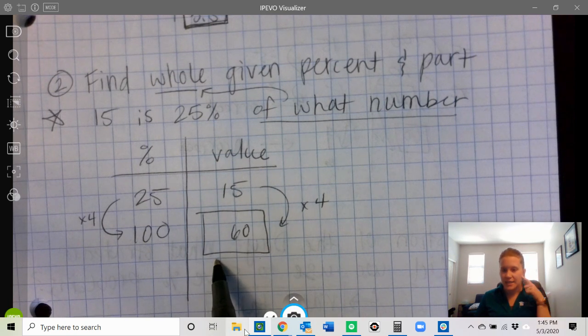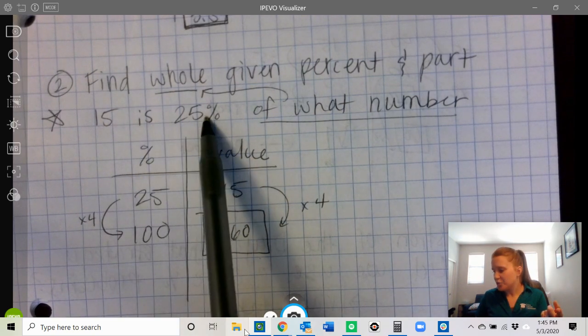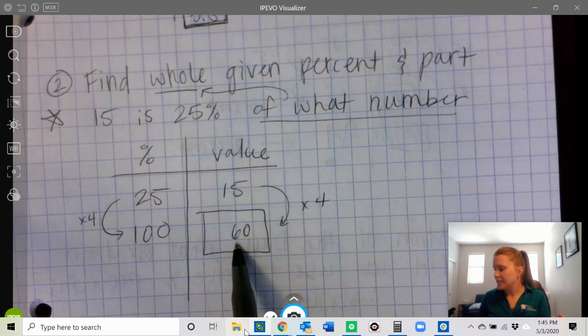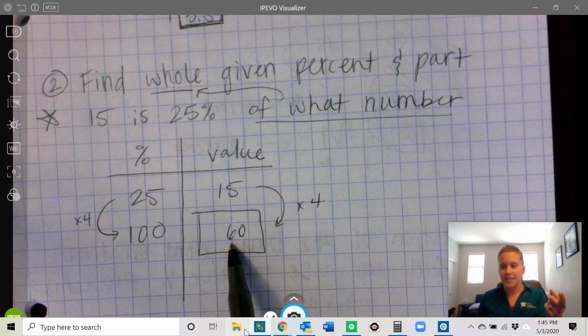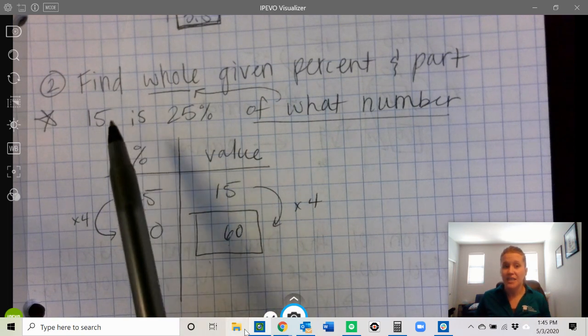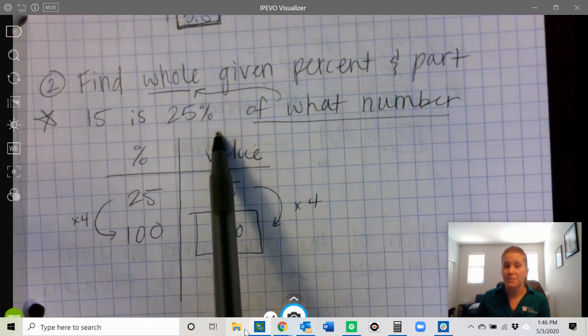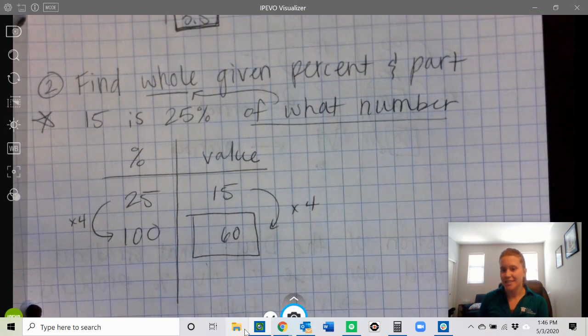Now I'm just checking, does my answer make sense? It says 15 is 25% of 60. Yes, that makes sense. 60 is larger, and 15 is only 25%, so I would expect that my total is larger. So in this case, absolutely 60 makes sense.